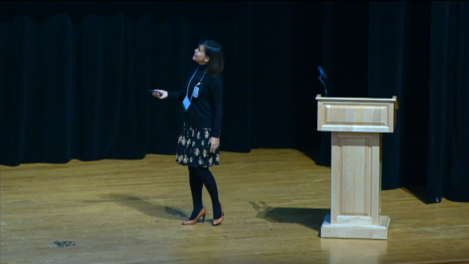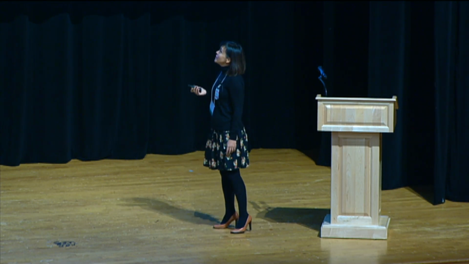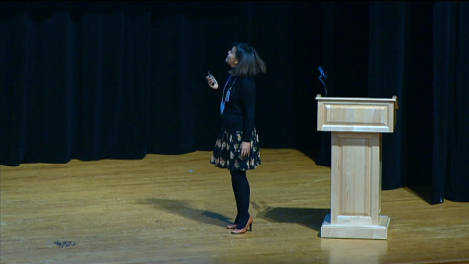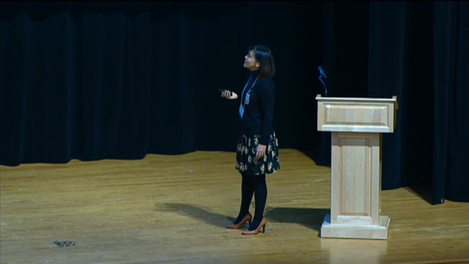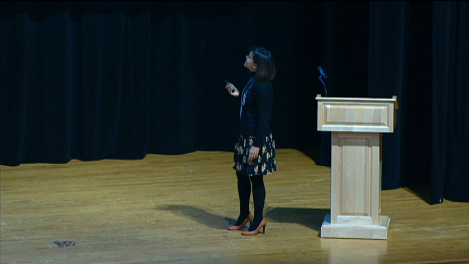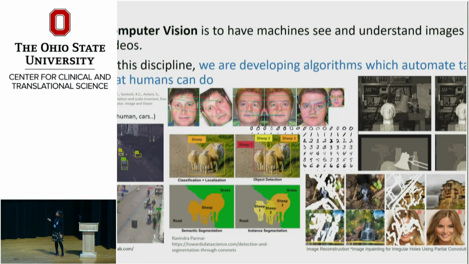I'm going to start with a general definition. Computer vision is how machines see and understand images and videos. And in this discipline, we are developing algorithms to automate tasks that humans can do. And these are a few examples. Target tracking, that target could be human, car, or military vehicles. Face recognition, emotional recognition, image reconstruction. These are problems that computer vision algorithms are trying to solve.